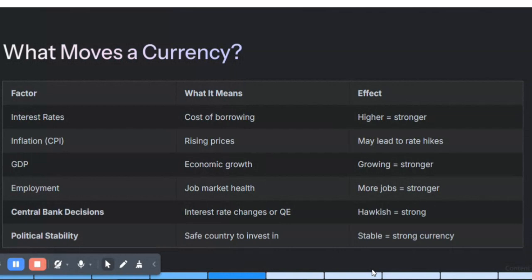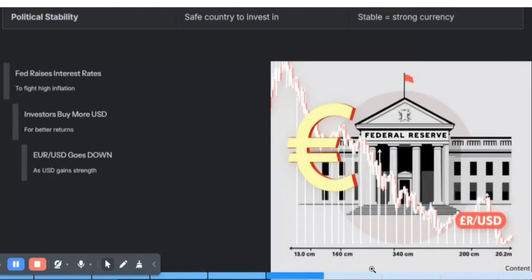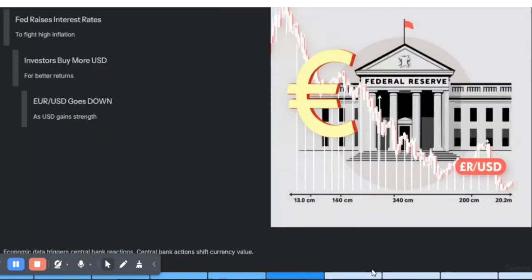It's actually safe to invest in such a country, right? So it actually helps the economy to be stable. And when a country is stable, what happens? It attracts investors, and when it attracts investors, there is more demand, and the currency itself will increase, right? So that's pretty much it.